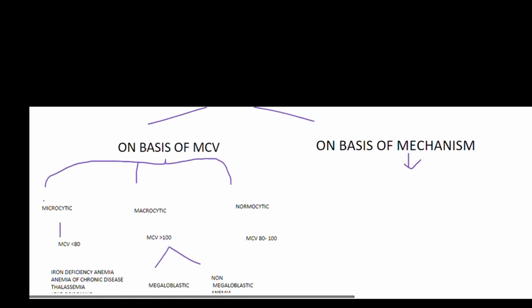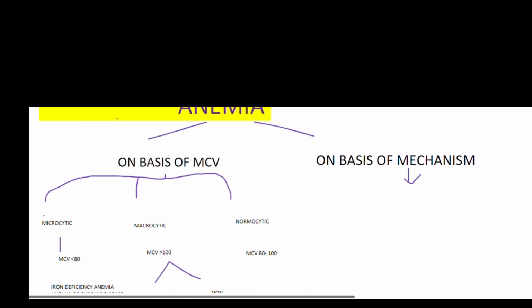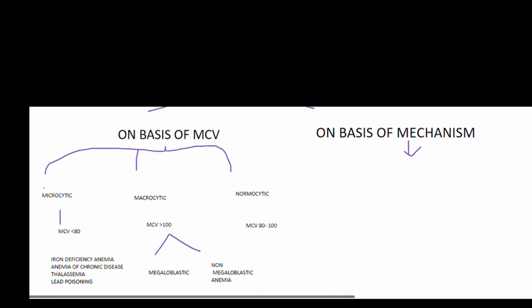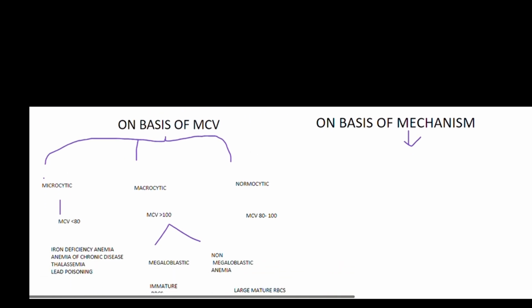So let me summarize the classification of anemia on the basis of MCV. We have microcytic anemia, macrocytic anemia, and we have normocytic anemia. Microcytic anemia is when MCV is less than 80. Macro is when it is more than 100, and normo is when it is 80 to 100. And I guess we have not discussed the normocytic anemia. So let's discuss it first.